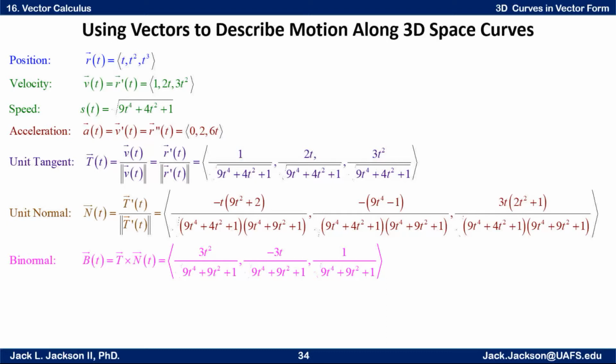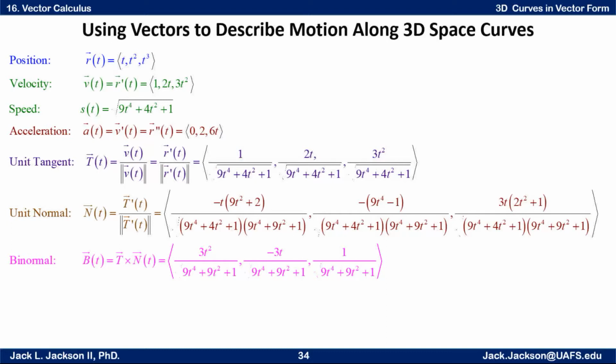And the unit tangent vector is you take the v vector divided by its norm. Well, we already have the norm, which is the speed, and we have the velocity. Just distribute that, and you get this vector that you see here. For the unit tangent vector, the x component is 1 over the square root of 9t to the fourth plus 4t squared plus 1. The denominator is the same on all three parts, and the numerators are 1, 2t, and 3t squared for the three components.